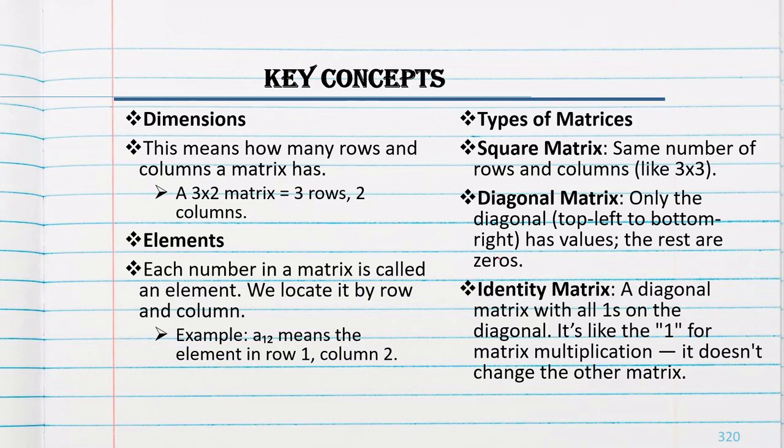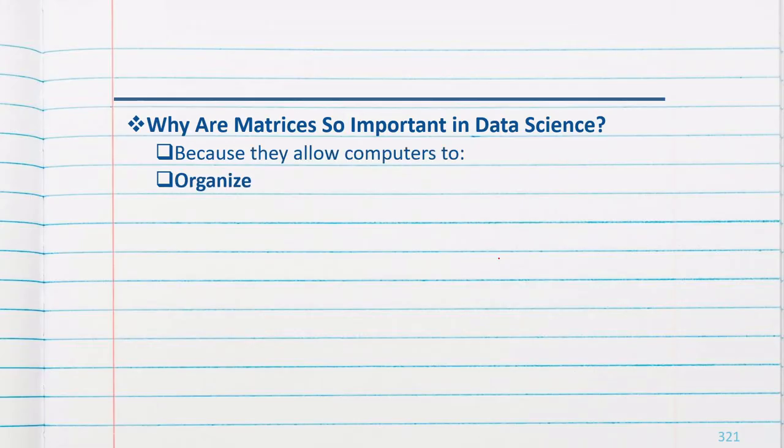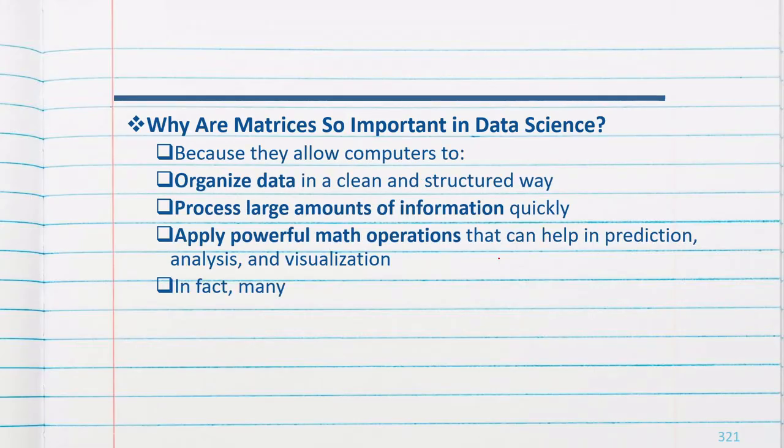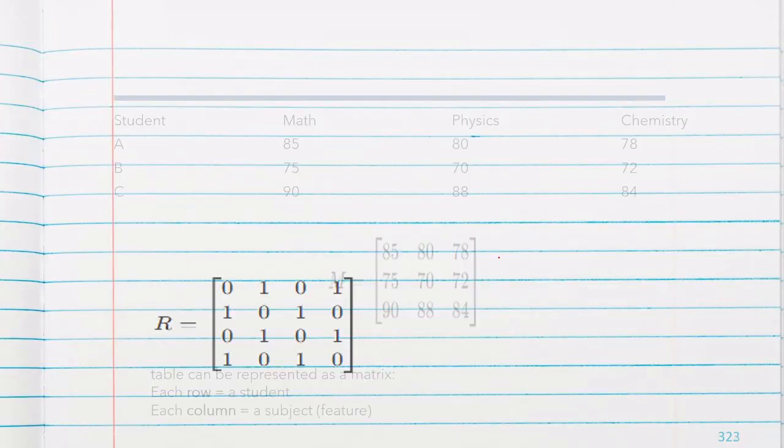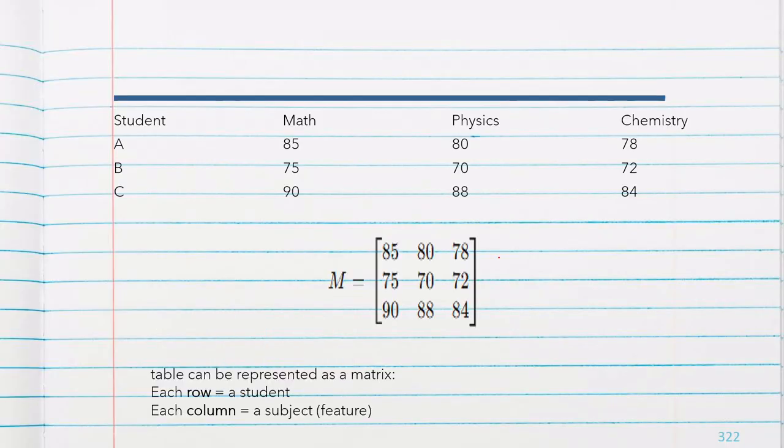Types of matrices: a square matrix has the same number of rows and columns. A diagonal matrix has values only on the diagonal, the rest are zeros. An identity matrix is a diagonal matrix with all ones on the diagonal. Why are matrices important? Because we can organize data in a clean, structured way. We can process large amounts of information, apply powerful math operations, and use software tools easily. That's why we use matrices.